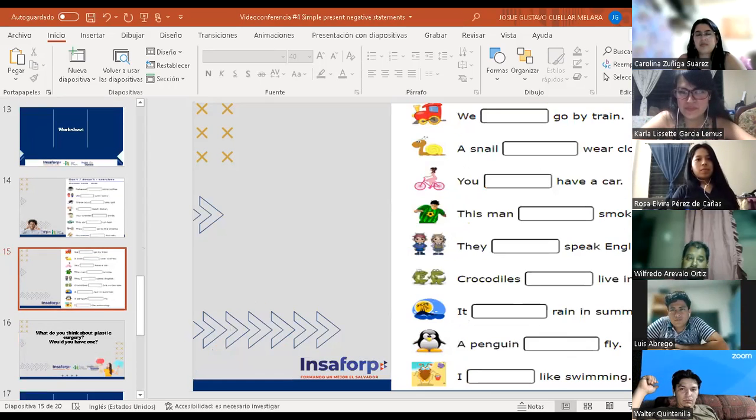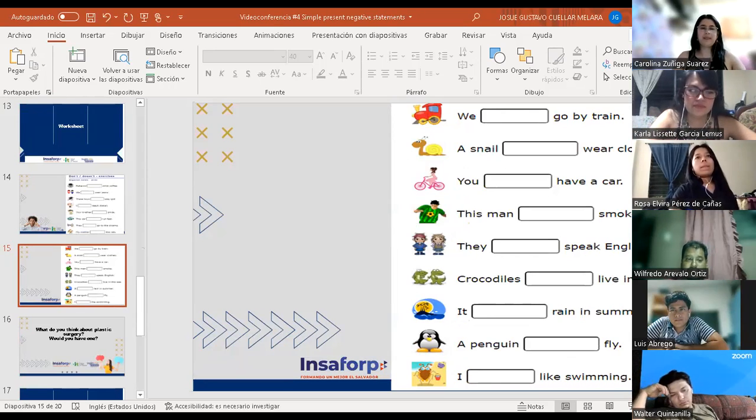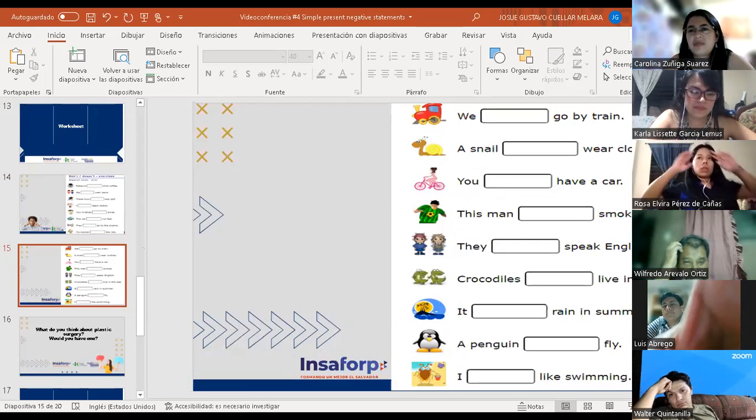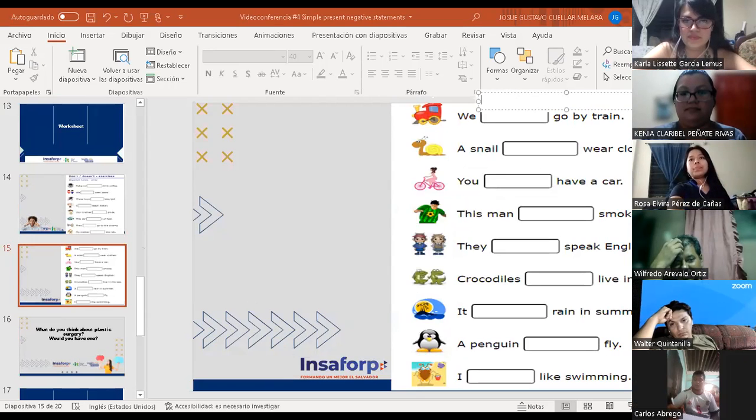Let's continue with this. Carito, select one, and then Wilfredo. Recuerden siempre, remember, we have to use don't or doesn't for negative sentences. Hey, Carito, select yours. Okay, number one, we don't go by train. Yeah, easy. Okay, Wilfredo, Rosa.